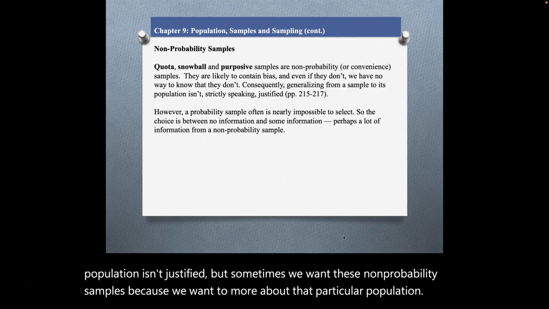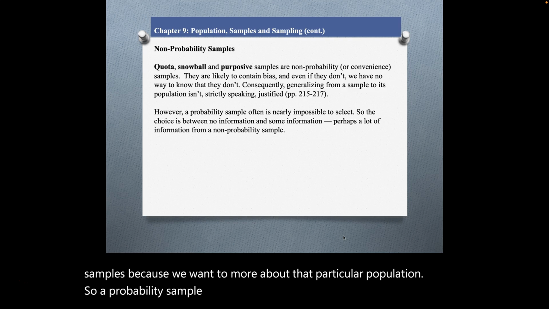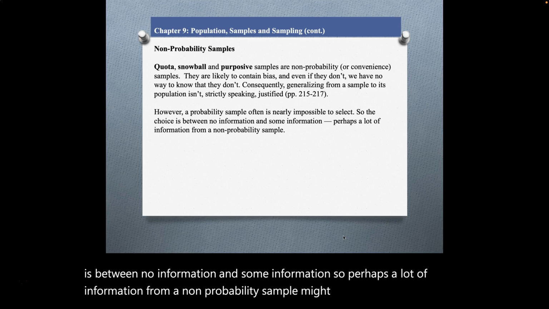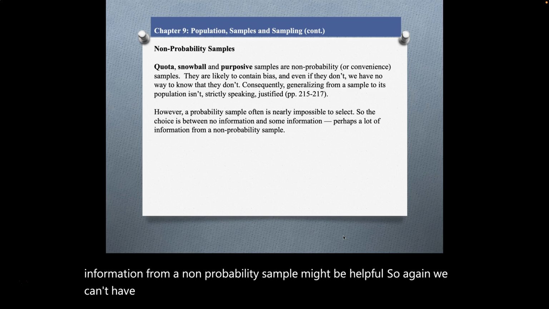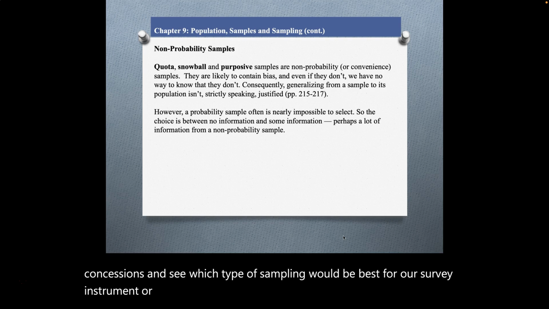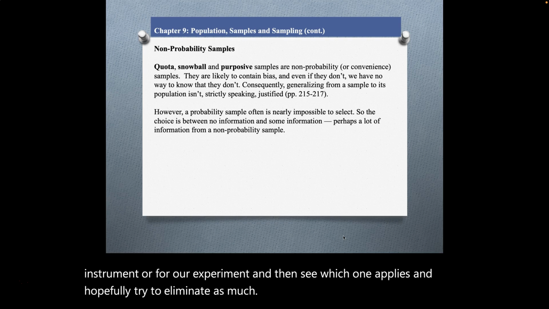So a probability sample is nearly impossible to select. So the choice is between no information and some information. So perhaps a lot of information from a non-probability sample might be helpful. So again, we can't have a perfect population testing, so we have to make some concessions and see which type of sampling would be best for our survey instrument or for our experiment, and then see which one applies and hopefully try to eliminate as much bias as we can.